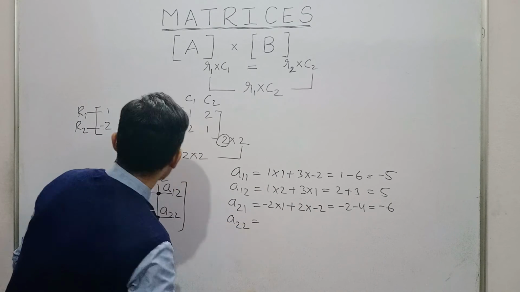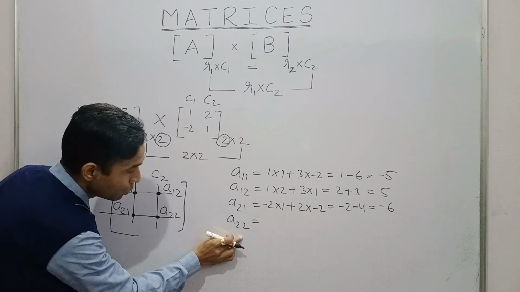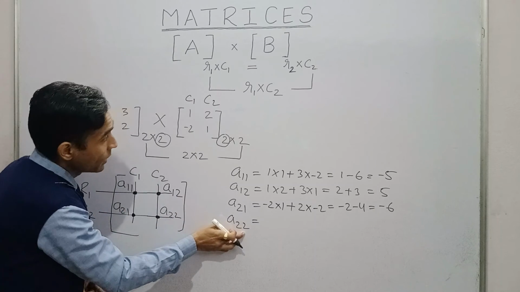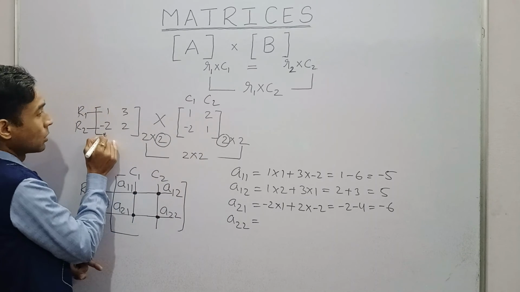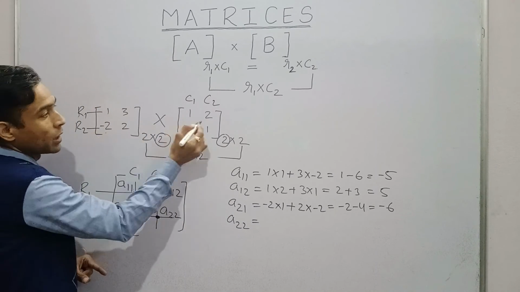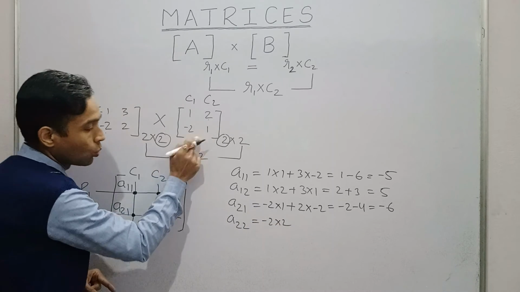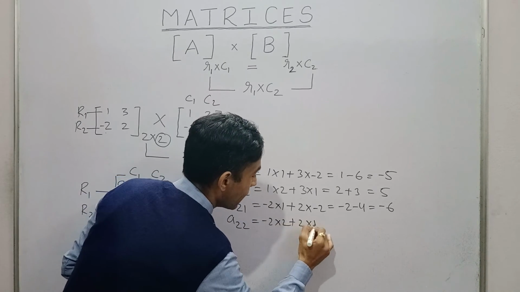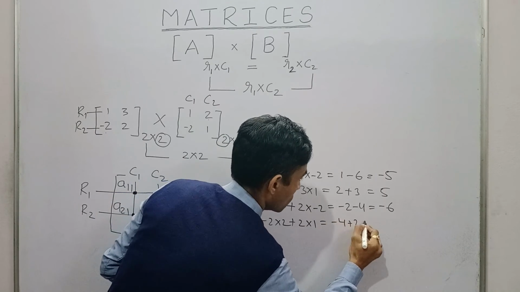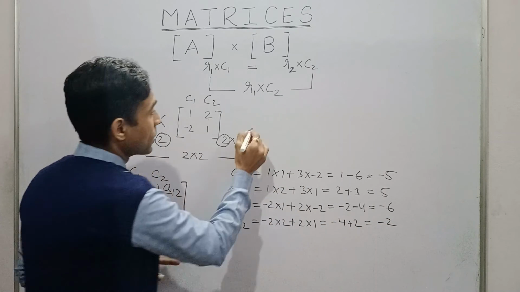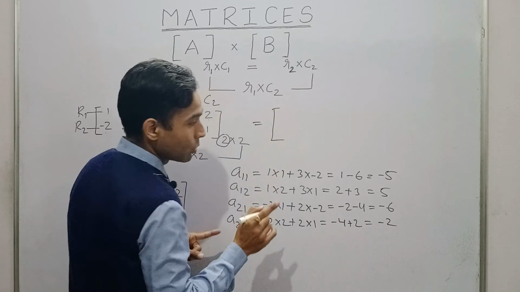Now A22, 22 means second row of first matrix multiplied to second column of second matrix. This minus 2 will be multiplied to 2 and this 2 will be multiplied to 1 and we will add. So A22 is minus 2. So therefore the resulting matrix is according to their positions.